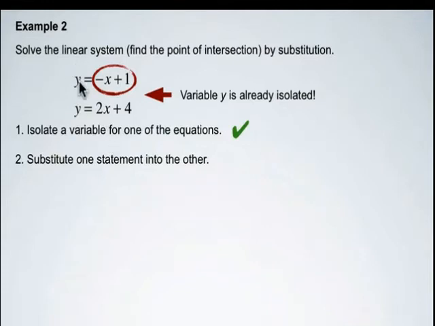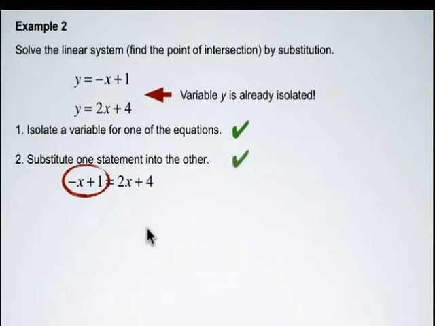Because if the point of intersection is (3, 2), then this y is equal to 2 and this y is equal to 2. So we know that they're equal only at the point of intersection. So if this y is equal to negative x plus 1, since these two y's are equal, then the other one is equal to negative x plus 1 as well. So we're going to substitute negative x plus 1 in for y. And so now we've got an equation that we're going to solve, and that's going to be our third step.